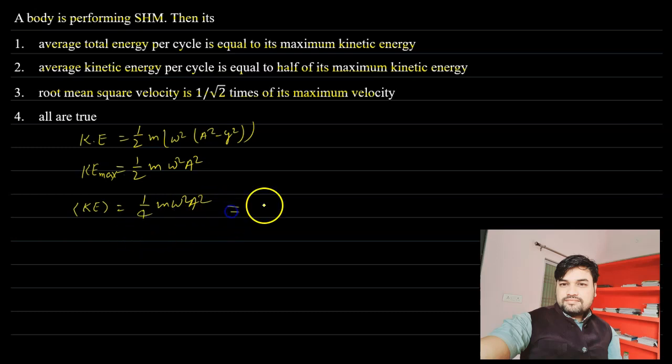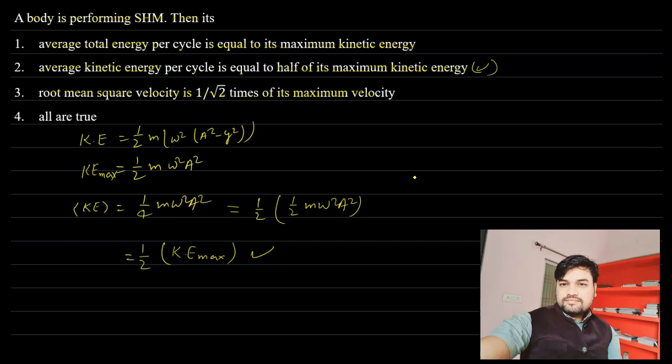We can write half of 1 by 2 m omega square a square. So this half m omega square a square is the maximum kinetic energy. So the average kinetic energy is half of the maximum kinetic energy. So this statement is also true.